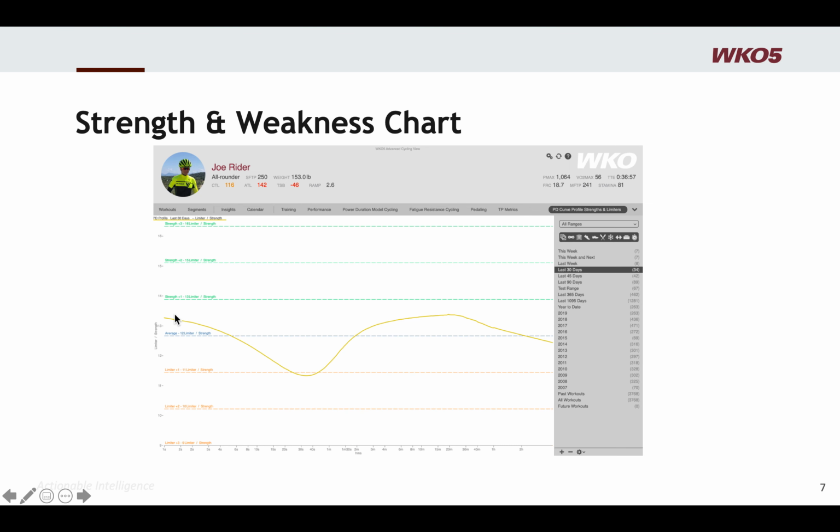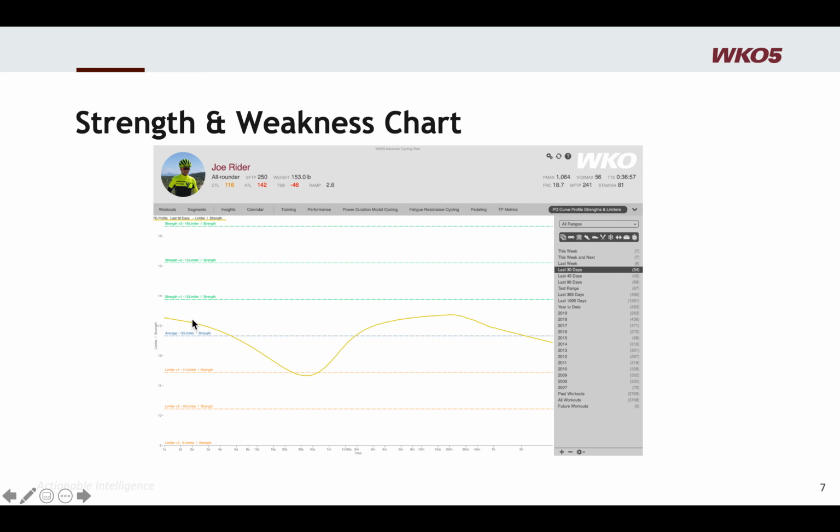This is a strength and weakness chart, and all this chart is doing is normalizing it to this athlete against the performance profiles. And don't worry about the numbers in this chart. The blue line is the actual athlete's norm, their average. Each green line is a standard deviation above average, so strength 1, strength 2, strength 3. And each orange-red line is a standard deviation below the average, so limiter 1, limiter 2, limiter 3.